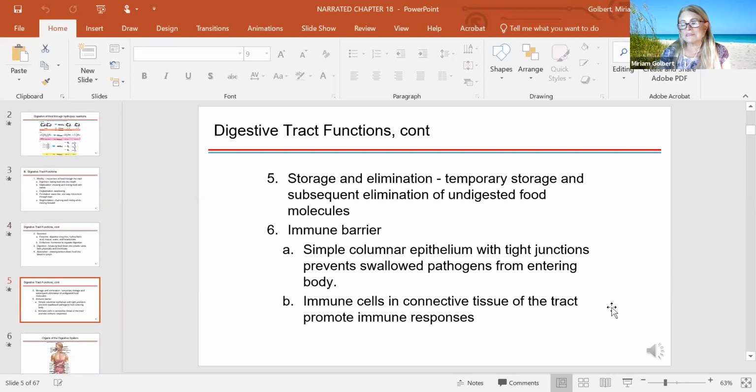At the end of this digestion and absorption, we also have storage and elimination. So storage is the temporary storage of feces, mostly in the rectum, and then the elimination is the defecation act.